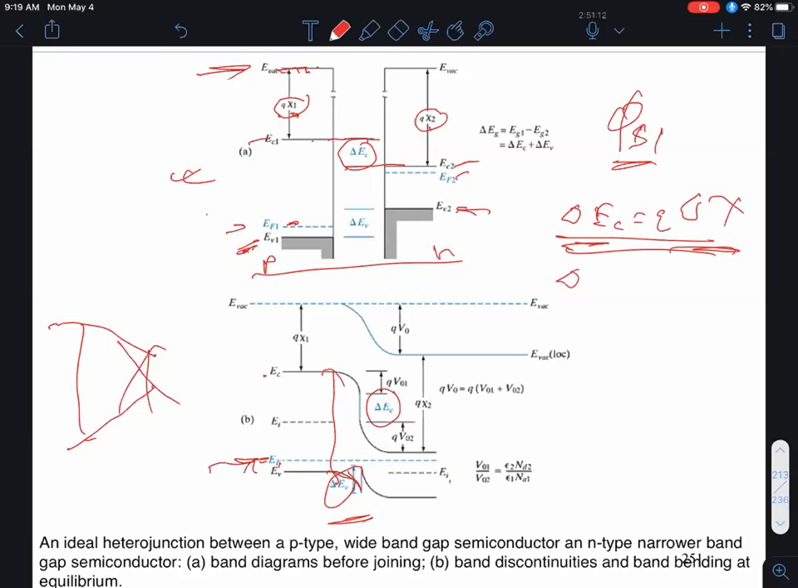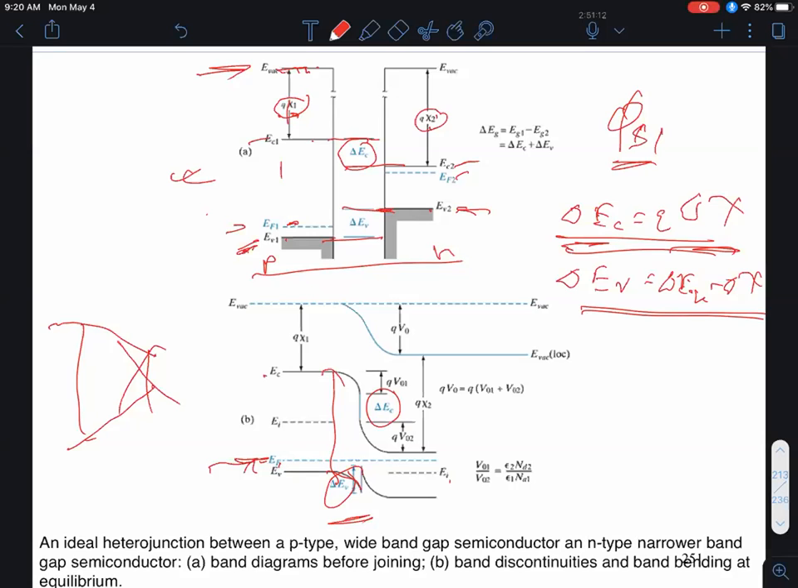Similarly, delta EV will be equal to (chi1 plus EG1) minus (chi2 plus EG2), right? So it will be equal to delta EG minus delta chi, okay? But word of caution, don't try to blindly use this formula, because there's a good chance you'll mess up the signs, and you'll get the wrong numbers. Instead, look at the diagram and see how they extrapolate, and you'll know clearly which one lies higher.